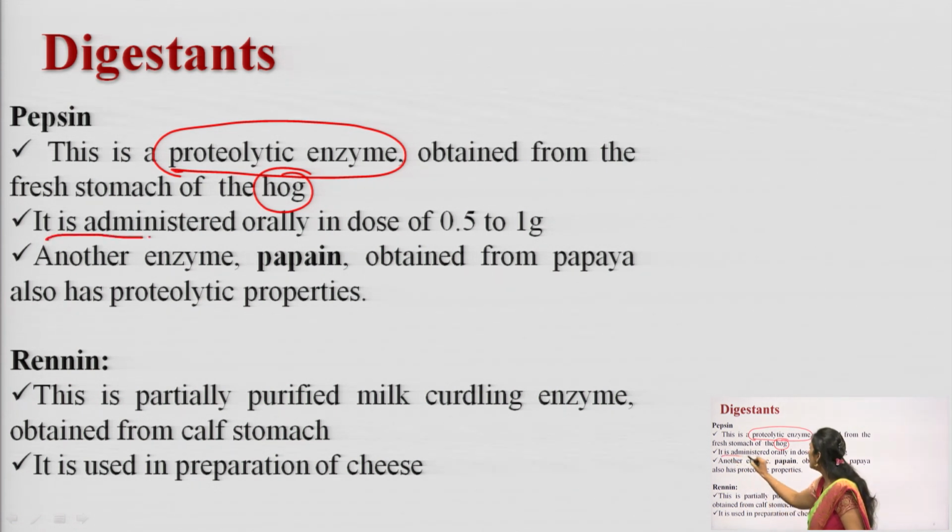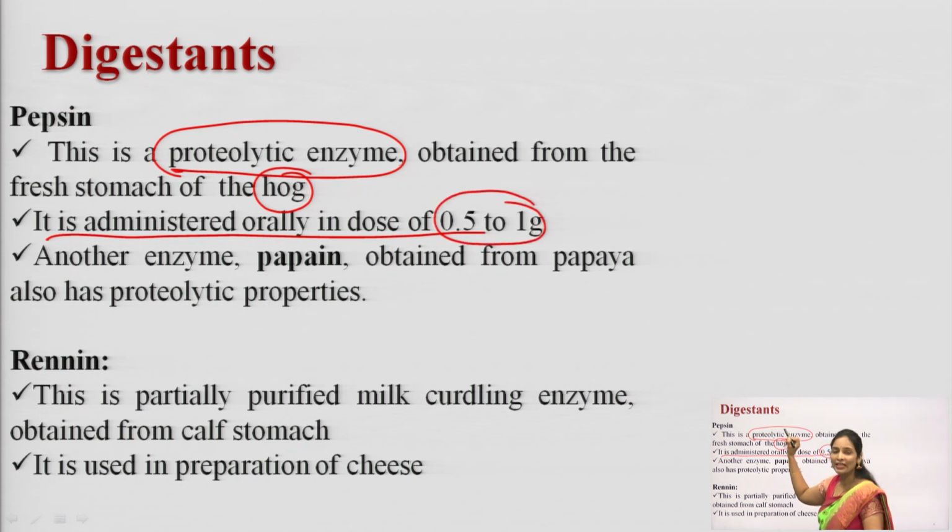It is administered orally in the dose of 0.5 to 1 mg. So, whenever you are suggesting pepsin as a digestant drug, you can give 0.5 to 1 mg of this drug by the oral route.